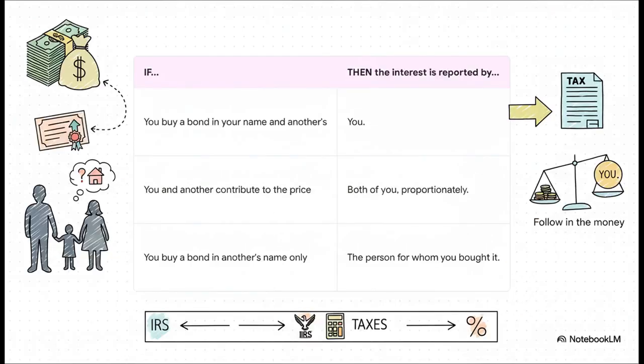But what if you own a bond with someone else, like your child or your spouse? Well, this table clears it up perfectly. The tax responsibility follows the money. So if you paid for the bond with your money, you're the one who reports the interest, even if someone else's name is on it too.